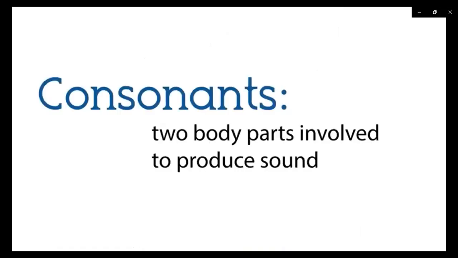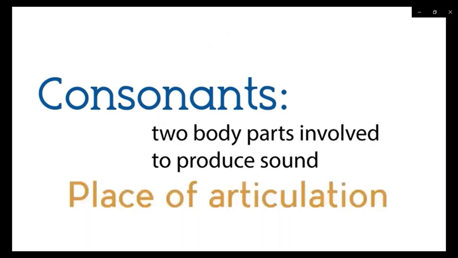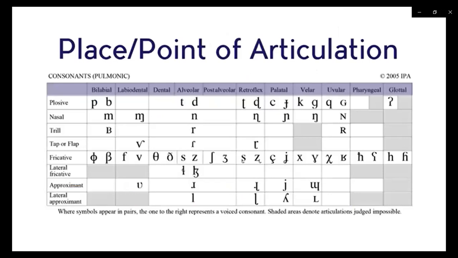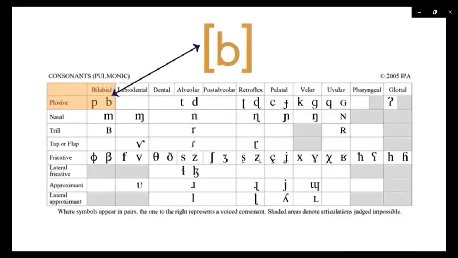Talking about consonants, to produce every consonant, you need two places to get in some sort of contact with each other to produce a sound. So those places are called places of articulation, and you can refer to any of these as an articulator. For example, for the sound B, the upper lip and the lower lip are involved. So the lips touch each other in a plosive manner.